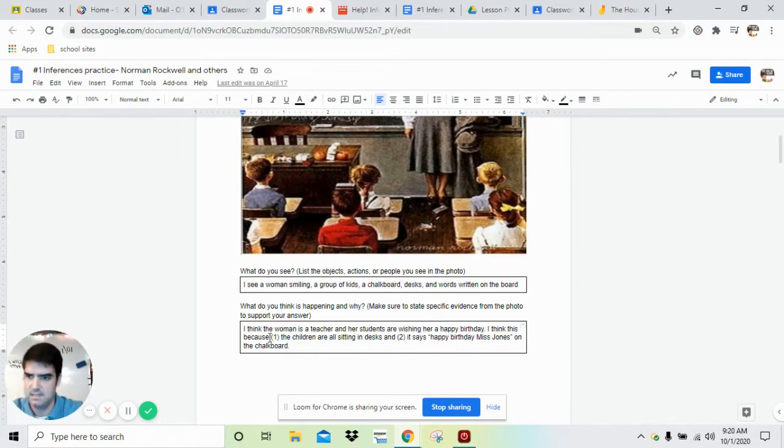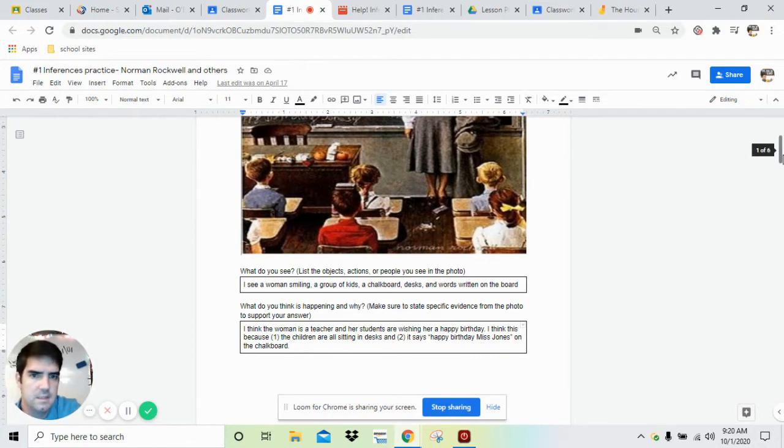The second sentence is where you're going to introduce your proof or your evidence. Okay. The second sentence, I think this because one, the children are all sitting at desks, and two, it says happy birthday, Miss Jones on the chalkboard. Period. You do not need to do the one and the two like I did. I just did that to separate them visually. So you could say, I think this because the children are all sitting at desks and it says happy birthday, Miss Jones on the chalkboard.